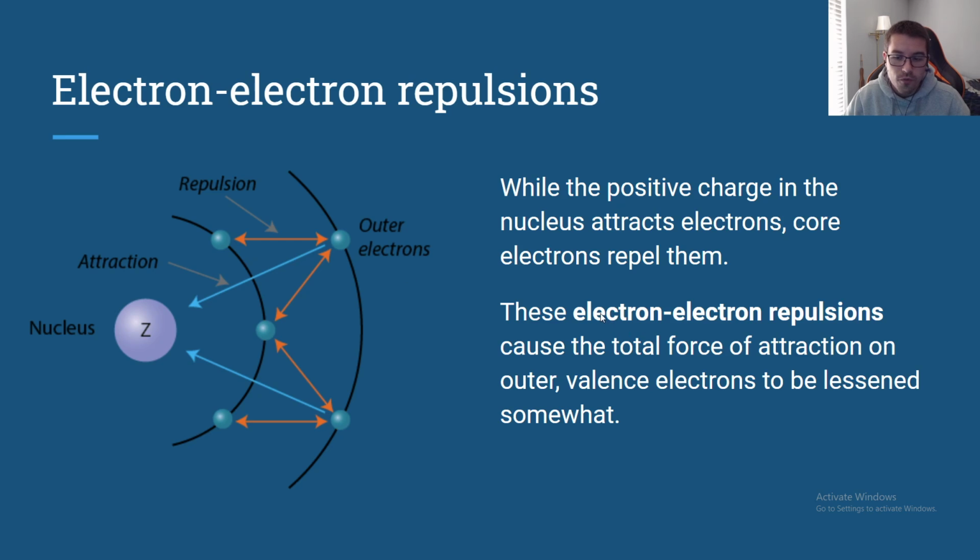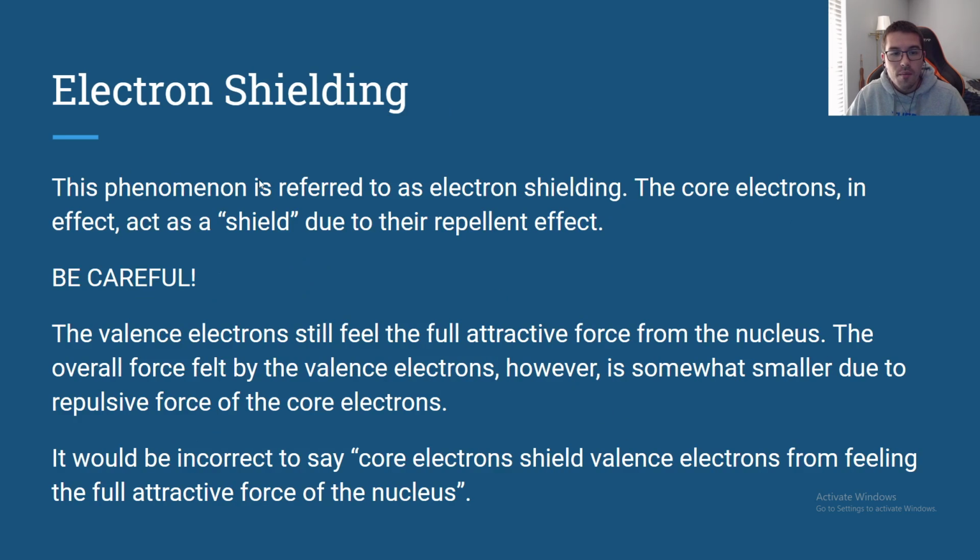Okay, and that's actually what they're referred to. They're called electron-electron repulsions, and they cause the total force of attraction on the outer valence electrons to be lessened somewhat. Okay, this phenomenon is referred to as electron shielding. Okay, the core electrons, in effect, act as a shield, kind of like a negatively charged shield, that repel valence electrons away somewhat. Okay. I want you to be a little bit careful, okay?